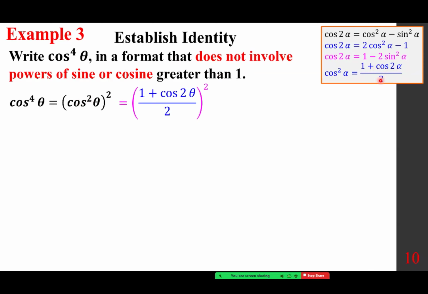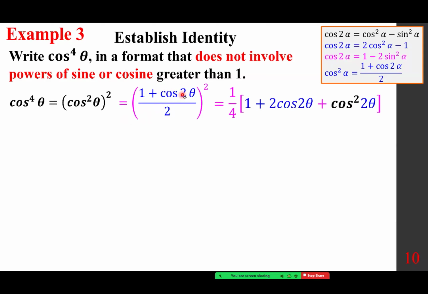Alpha, beta, gamma, theta, x makes no difference. We should be able to make the transition from one variable to the next. So 2 theta. So we want to square that. First, let's get rid of the 2 and put 1/4 because it's being divided by 2. So 1/4, and then square that, which is 1 plus 2 cosine 2 theta plus cosine squared 2 theta.